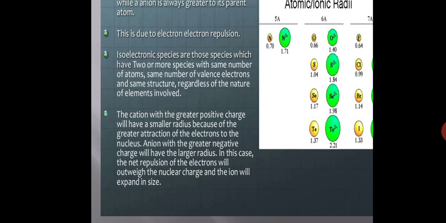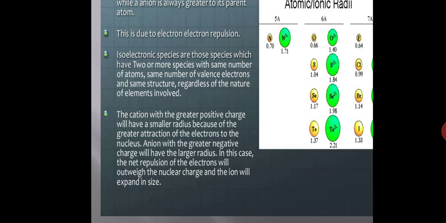Now I can give an example. For example, you see N3- and O2-. N3- means nitrogen is having 7 electrons, 3 minus means 3 more. How many is it? 10. O2-, oxygen is having 8. Neutral oxygen, 8, and 2 more electrons. How many is it? 10. So they are isoelectronic in nature.